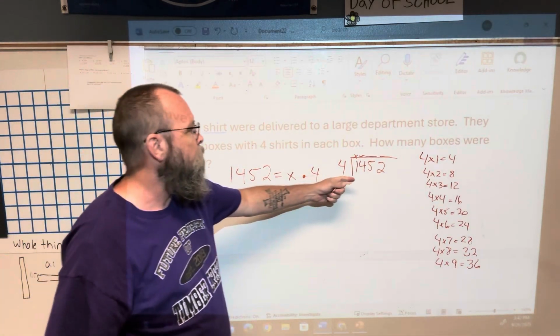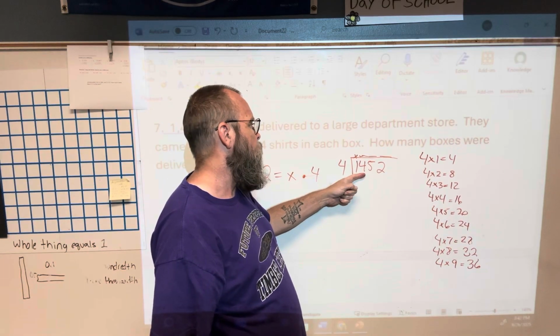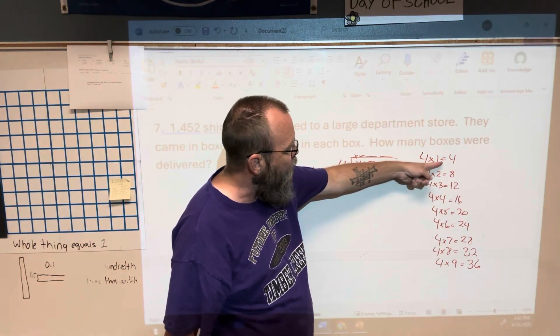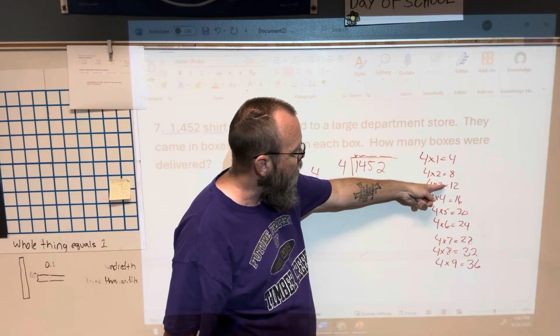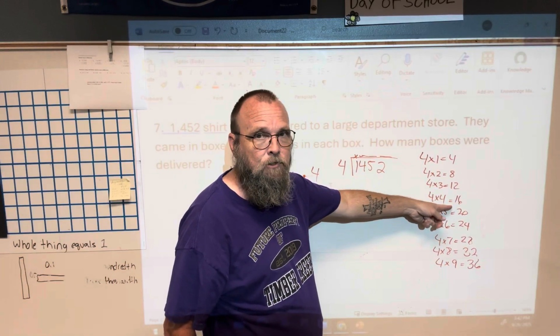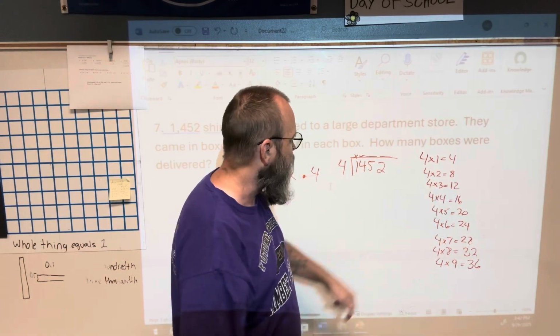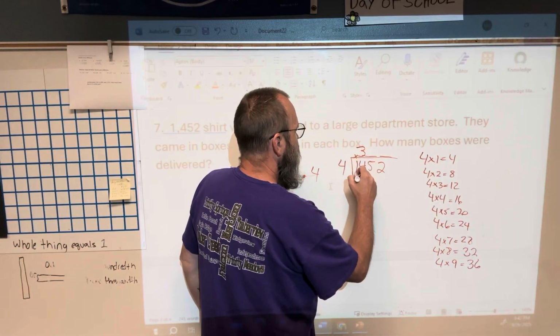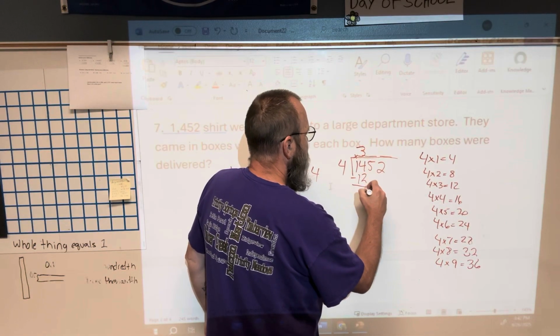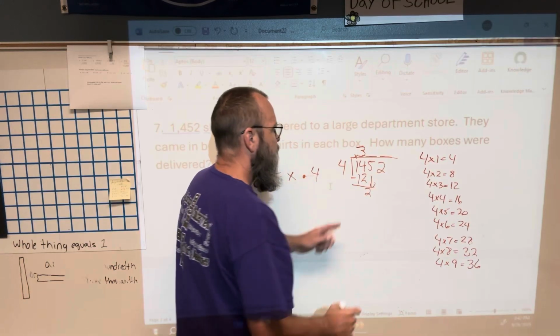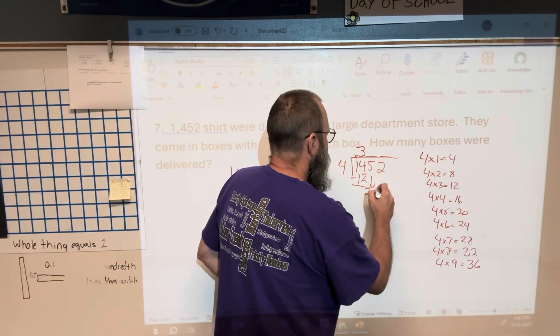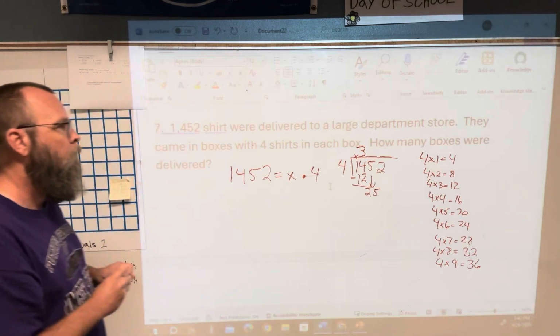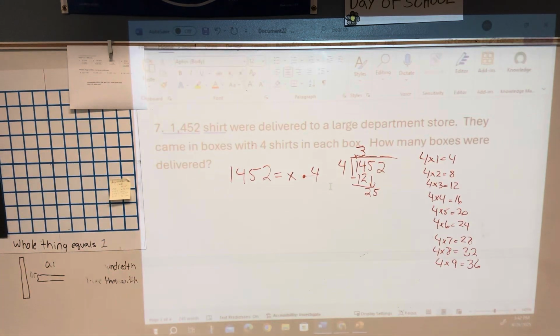So I want to get as close to 14 as I can without going over. If I look, I have 4, 8, 12, 16. 16 is too big. So I'm going to go back up to 12. And 4 times 3 is 12. So the 3 is going to go there. Then I subtract. And I'm going to have to see how close to 25 I can get without going over. So now you can finish solving the problem.